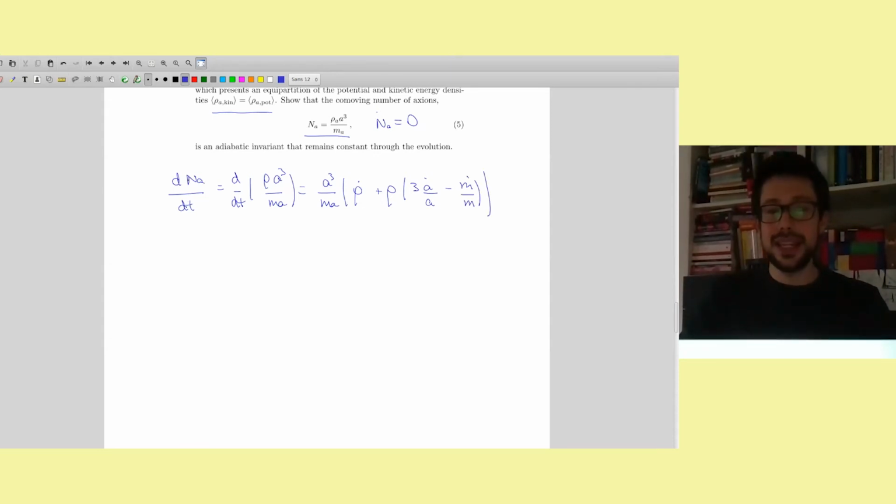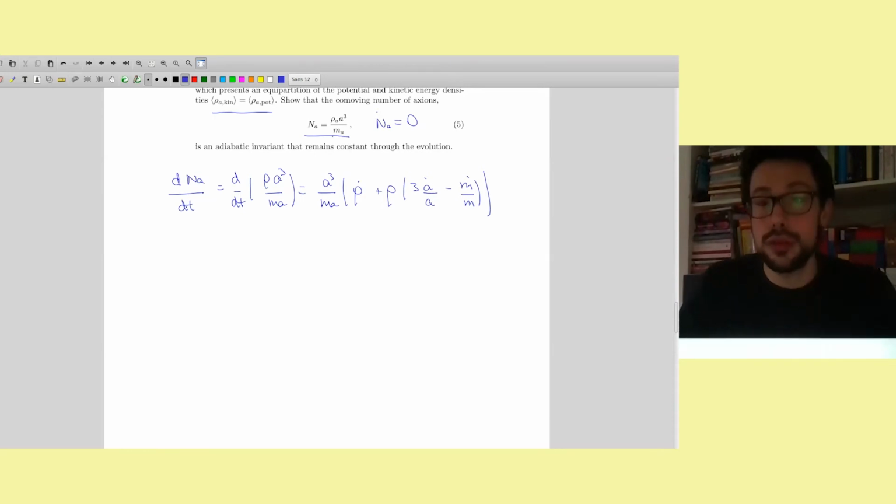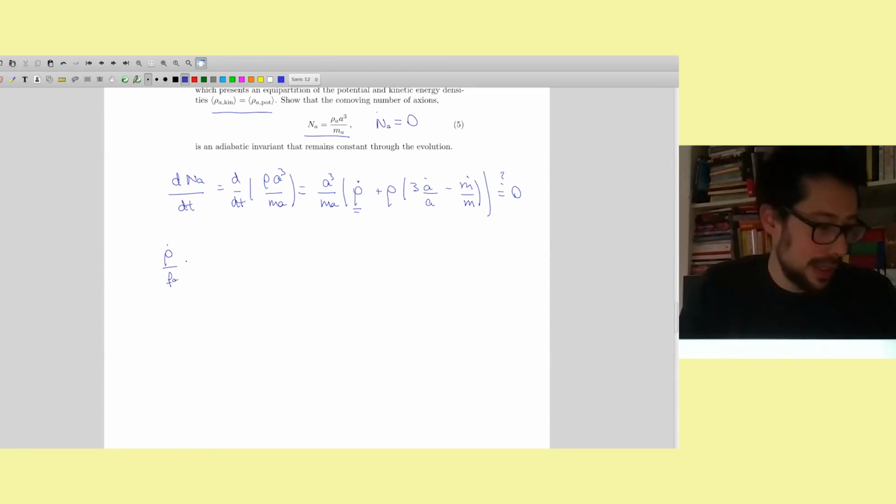times energy density dot plus energy density times 3a dot over a minus m dot over m. So this is the derivative of this quantity, and we want to show that this is equal to 0. This is what we want to show. So in order to do so, we need to compute the time derivative of the energy density. And let me divide by F_a squared.